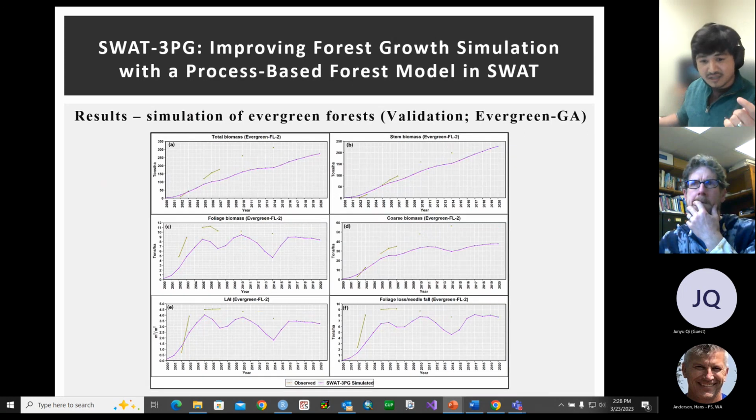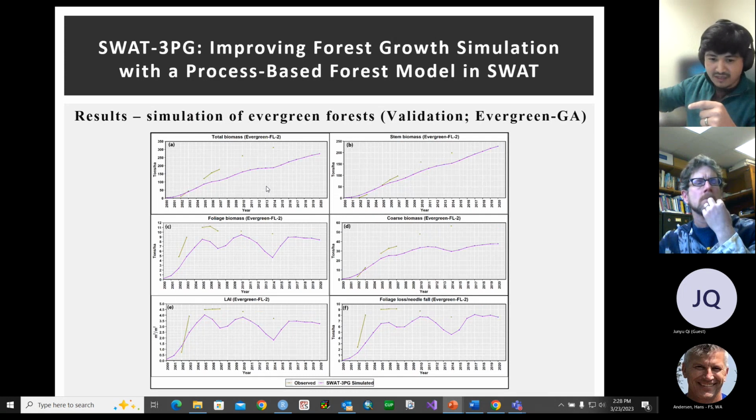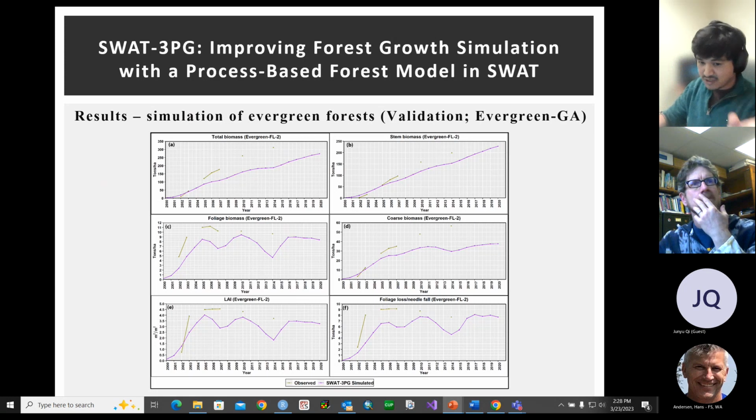We also validated at another site, right? And the model again, although it did not match perfectly, in general was able to replicate the observed values at different sites, although they had different soil, climate, precipitation, and all of those things, right? By just incorporating the forest parameters.